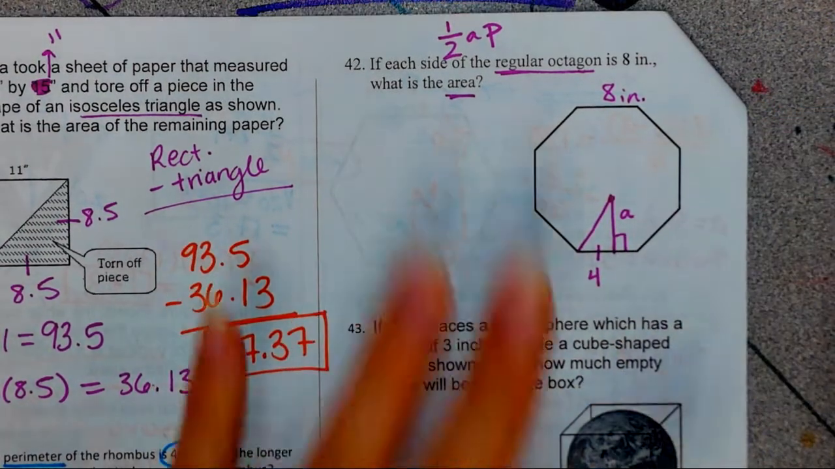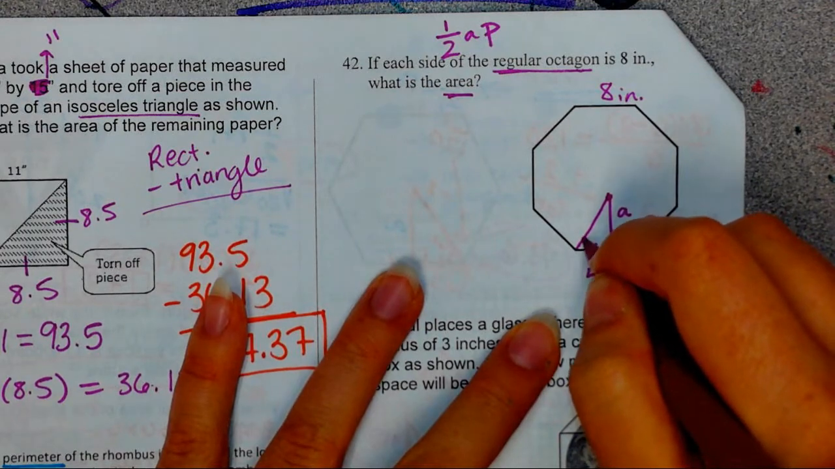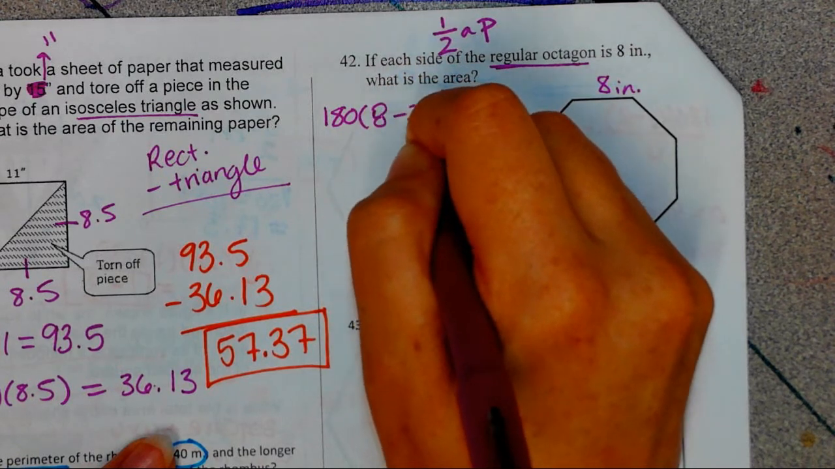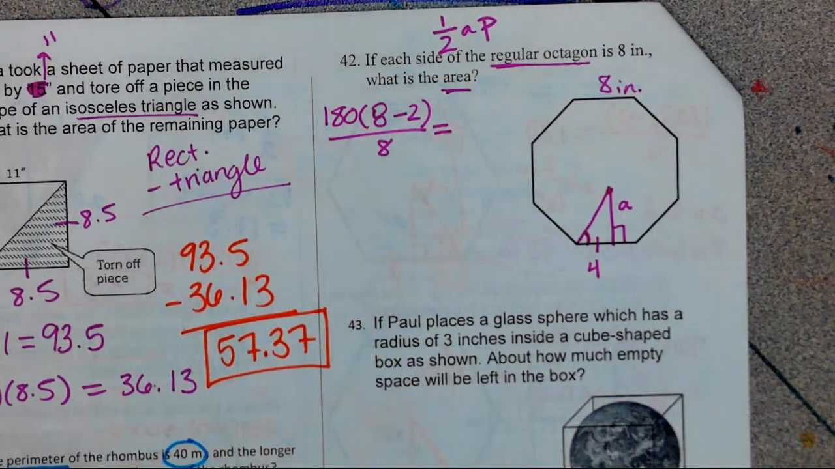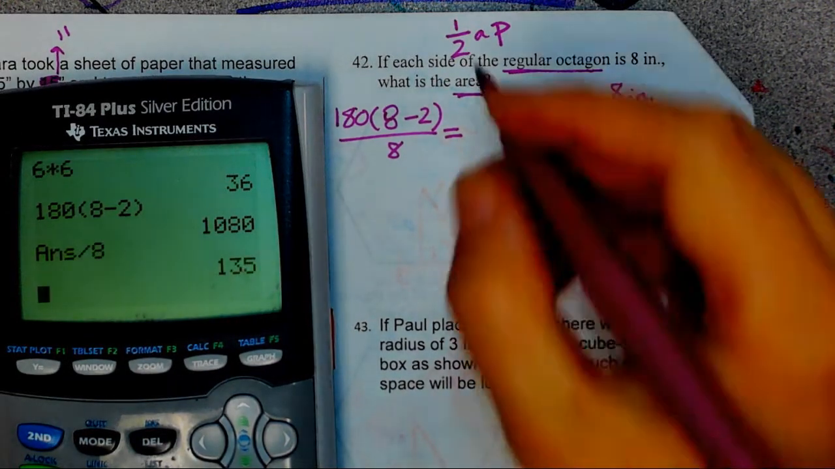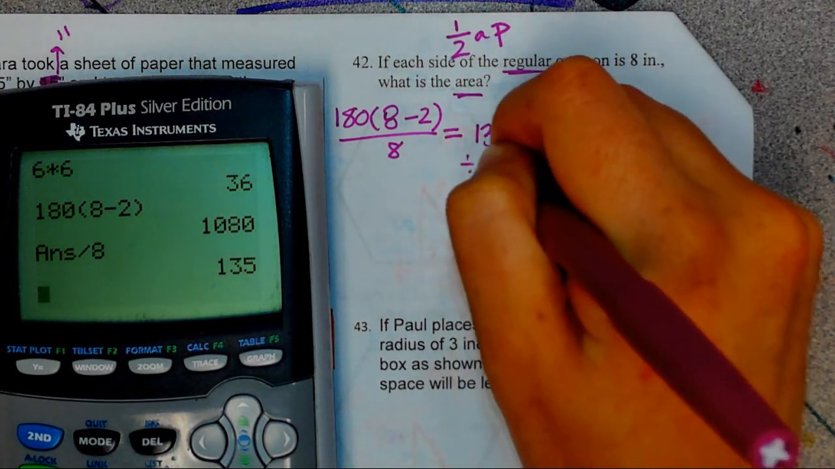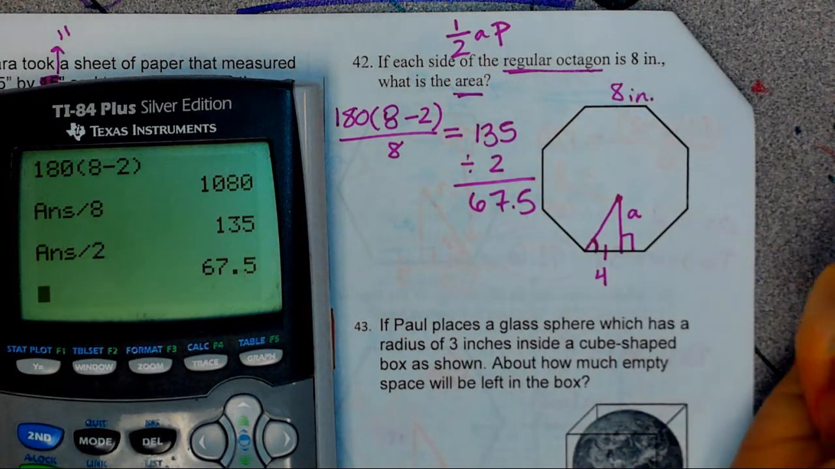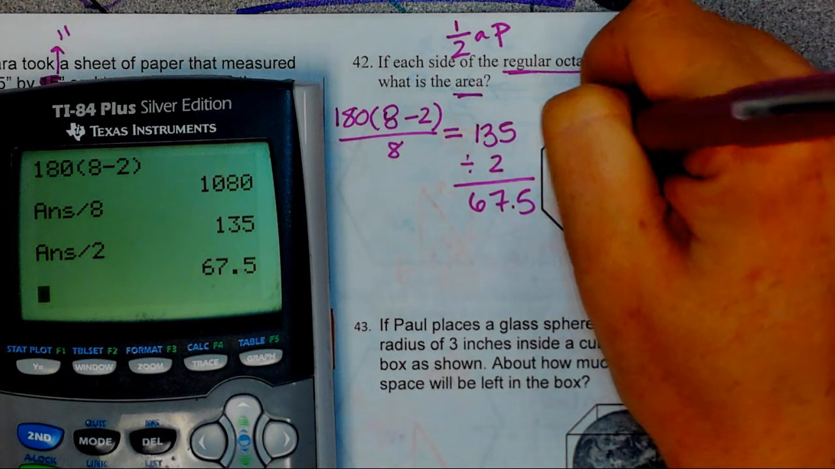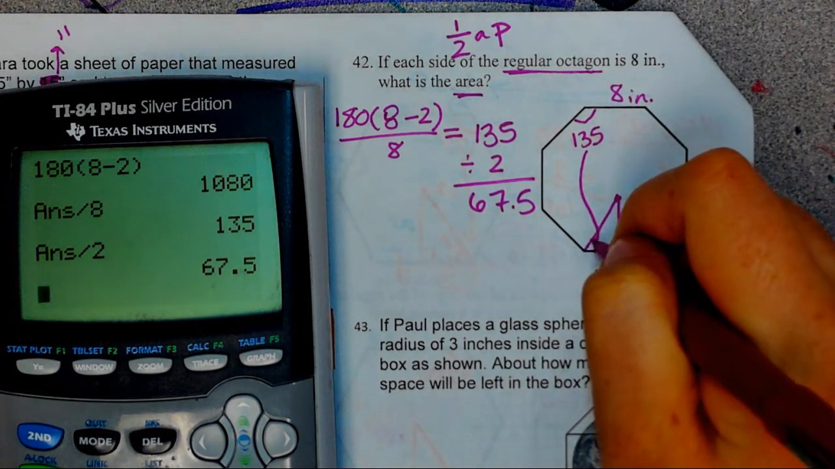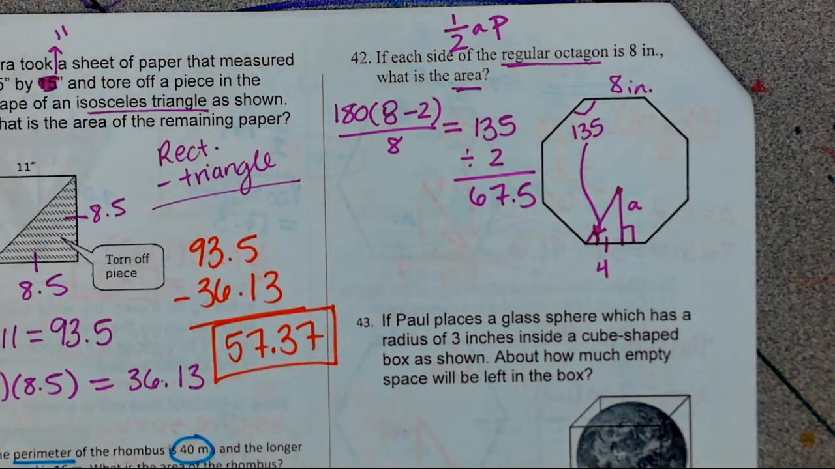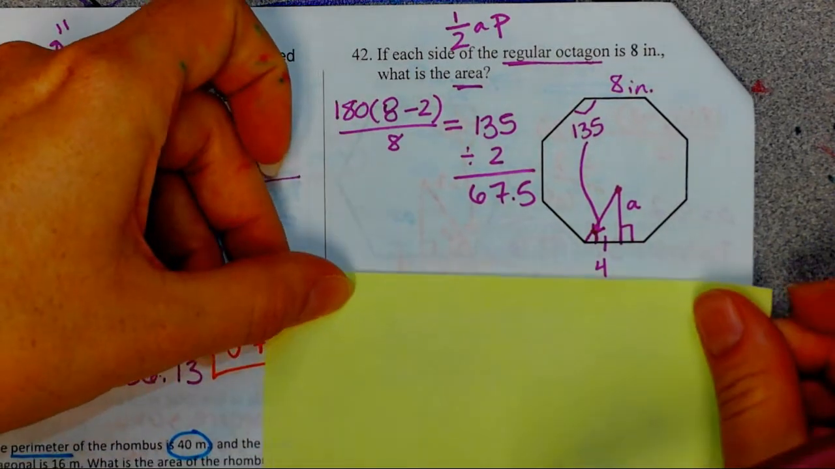That means that this piece here would be 4. We need to get this angle. We're going to do that using this formula, 180 times 8 minus 2 divided by 8. And that's equal to 135. Divide that by 2, and that's equal to 67.5. Okay, so 135 is the measure of one interior angle. We divide that in half to get the measure of the angle inside of the triangle. I'm going to create a little bit of a bigger picture out here so you can see it better.